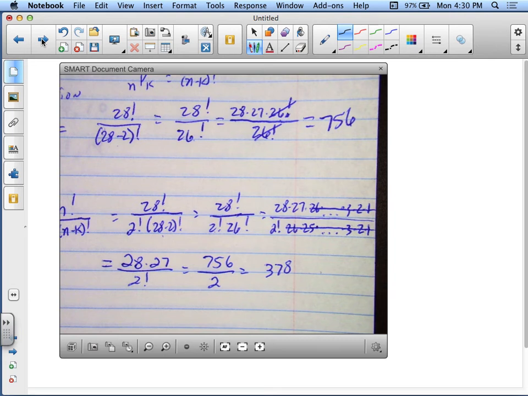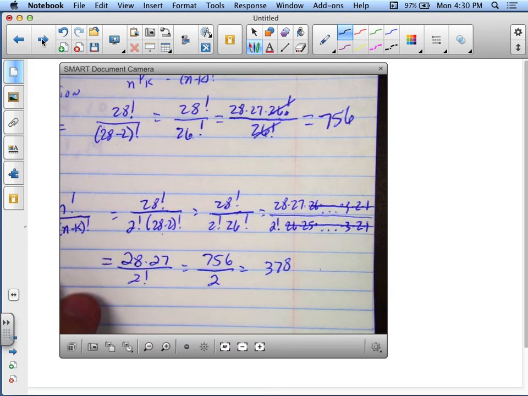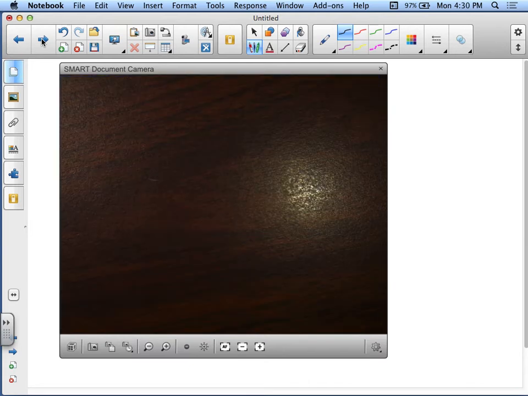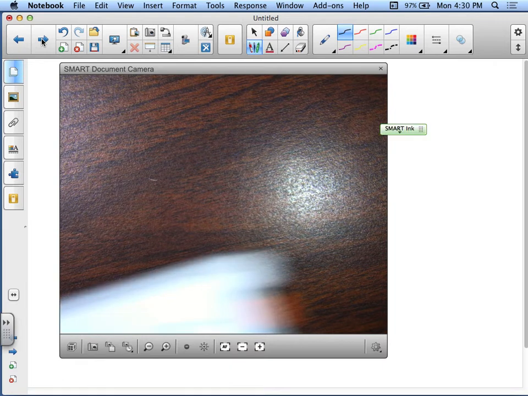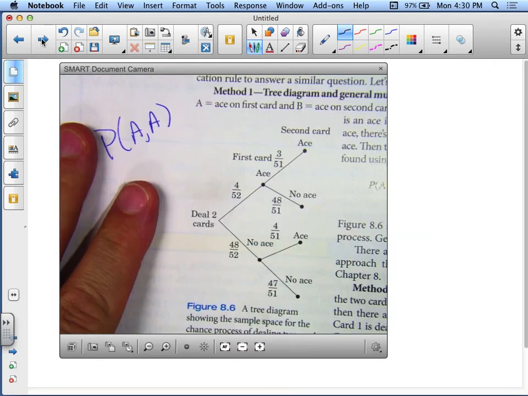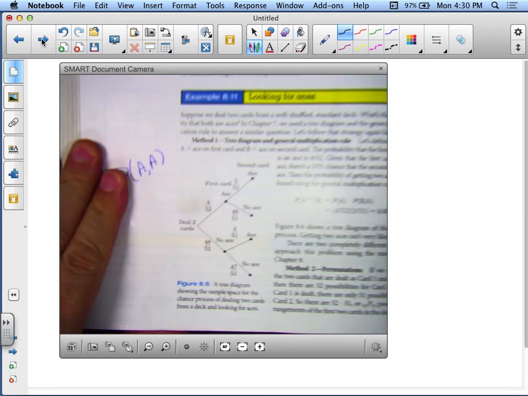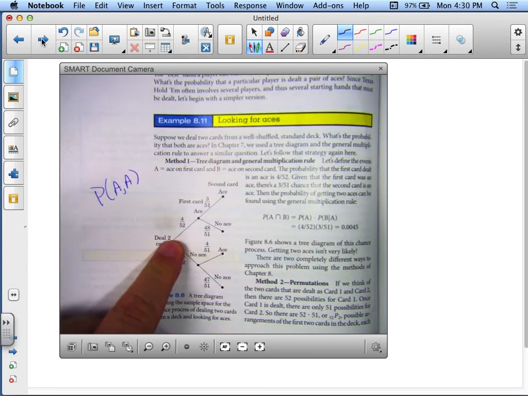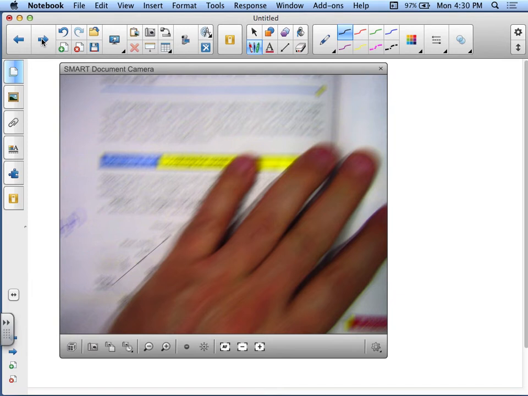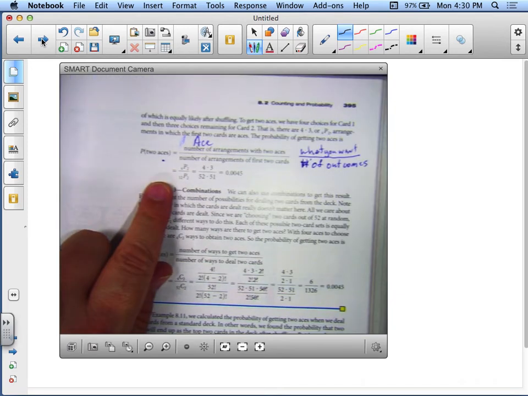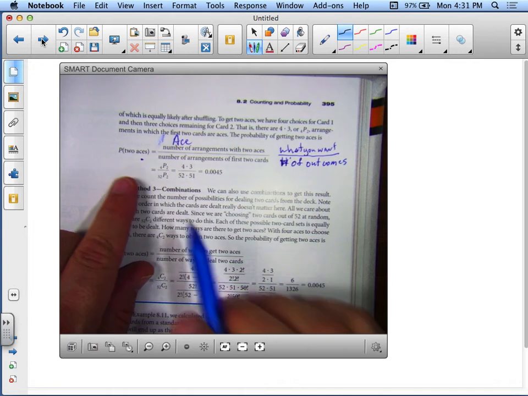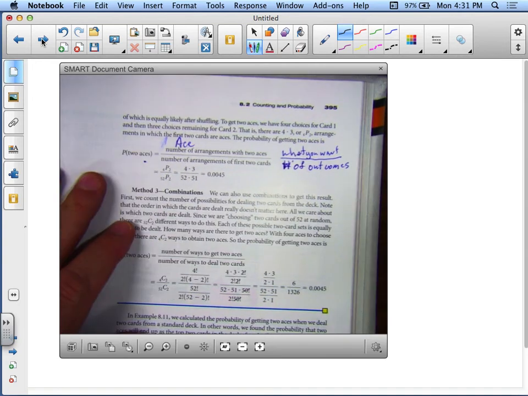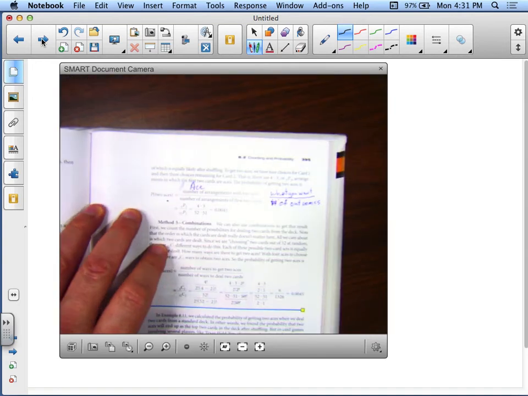And that is how you work permutation versus combination. Now, one of the other things, from the book, you have this scenario. If you want the probability of getting an ace or two aces, well, one method is to use your tree diagram. The other method is to use permutations. Notice, the probability of two aces is what you want over the total number of outcomes. So what we end up doing is this. Let me blow this up here for you.